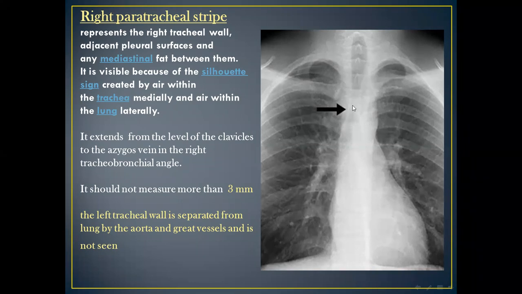It is seen due to air within the trachea and air within the lung. It extends from the level of the clavicle down till the tracheobronchial angle. This is the tracheobronchial angle. It should be less than 3 mm, while on the left side, the tracheal wall is separated from the lungs by the aorta and the major vessels, so it cannot be seen.